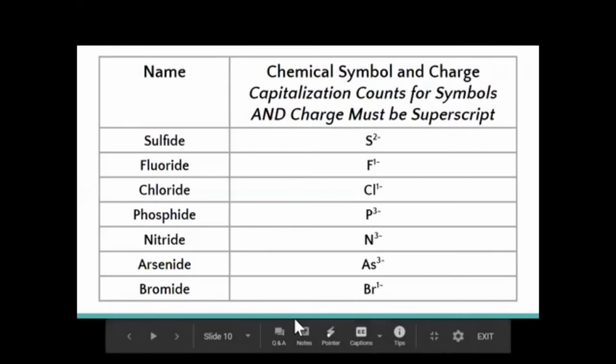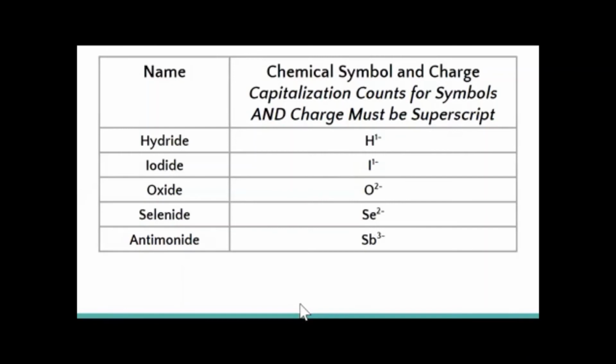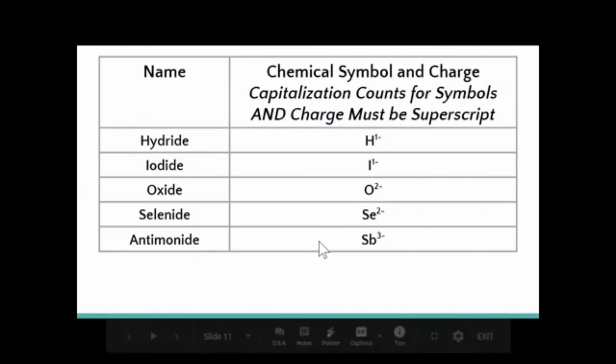Okay, your next set of these are hydride, H1 minus, iodide, I1 minus, oxide, O2 minus, selenide, Se2 minus, and antimonide, Sb3 minus. Notice for antimonide, it's not antimony with a Y, because the Y was right next to the I. The Y drops out and you just have antimonide, with no Y, and it's Sb3 minus.